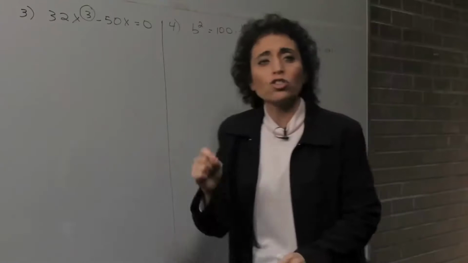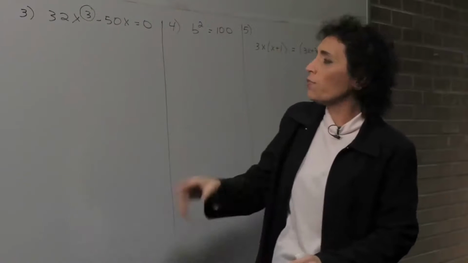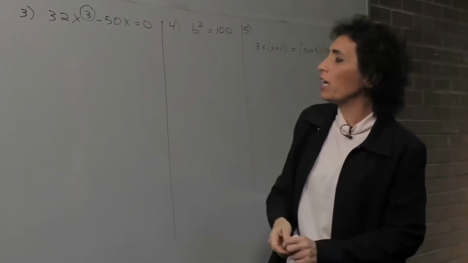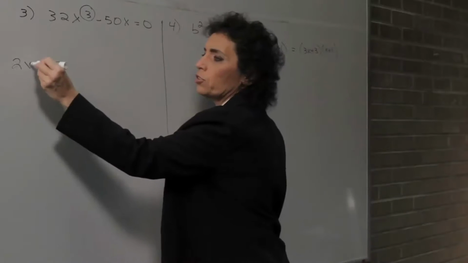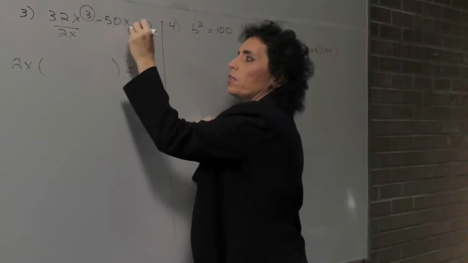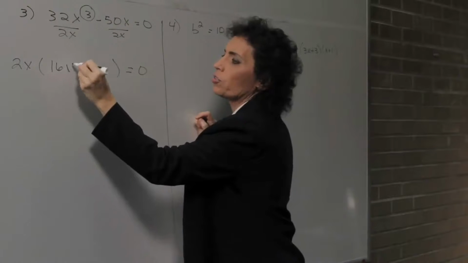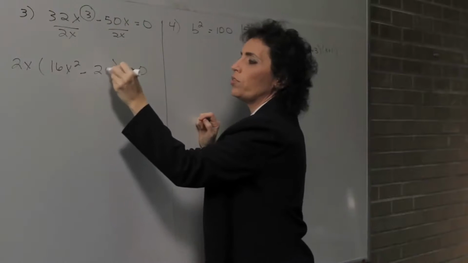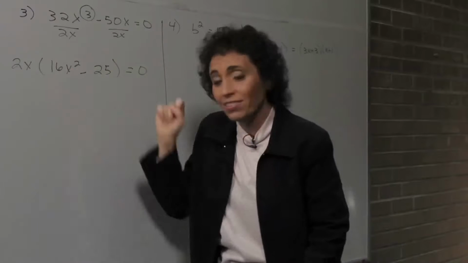The first step of factoring is to look for a GCF. It's already in standard form. The leading term is positive. The GCF is 2x, I believe. Let's try that. Divide by 2x. Divide by 2x. And we get 16x squared minus 25. And yes, that was the GCF. You know why I know that? Because there's no more GCF left.